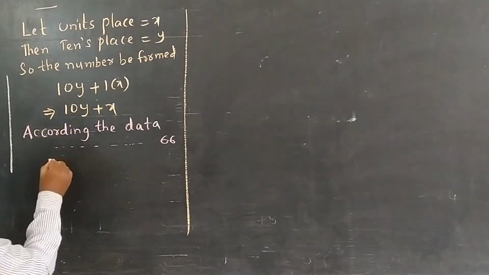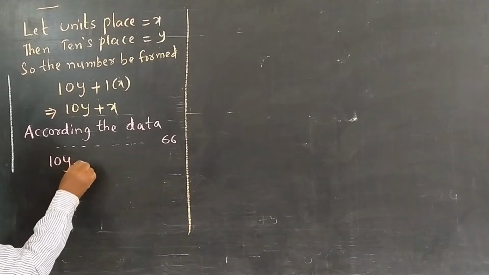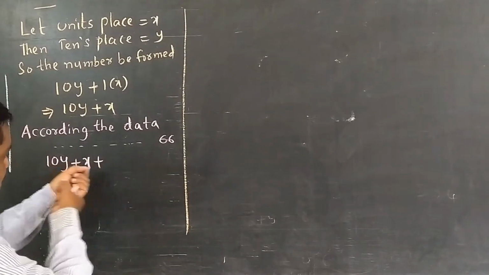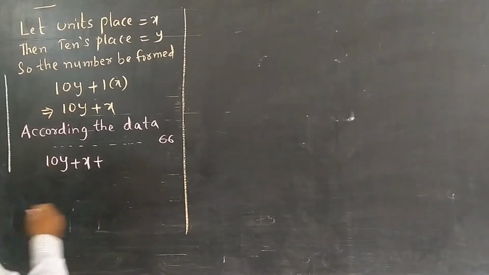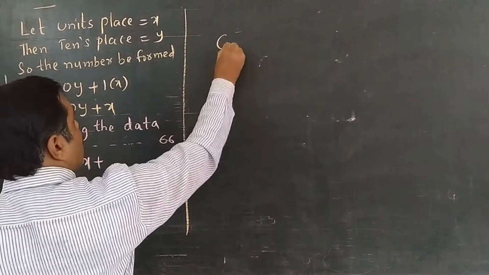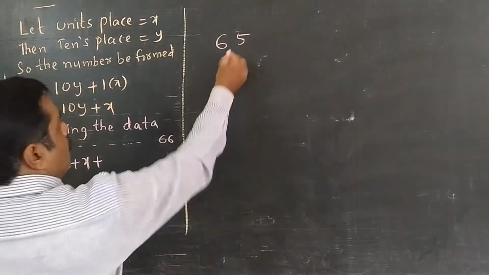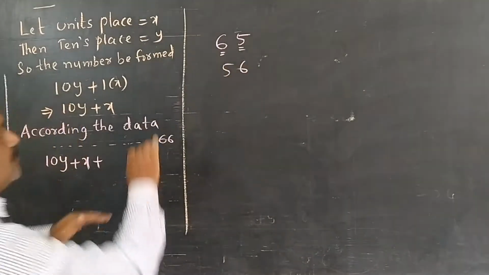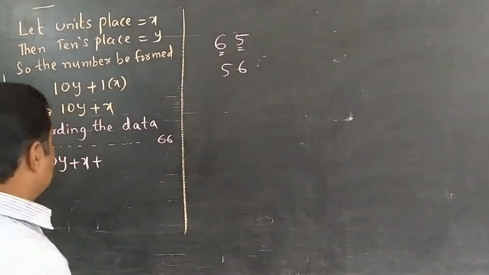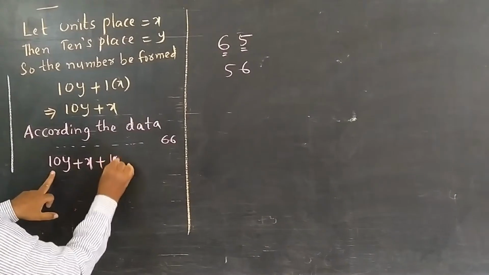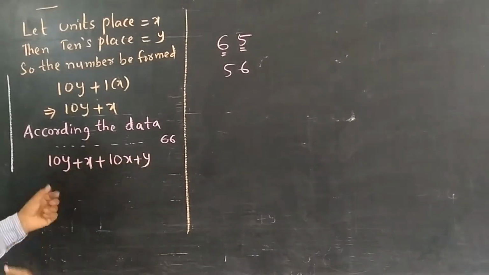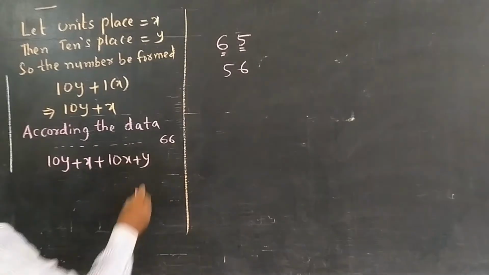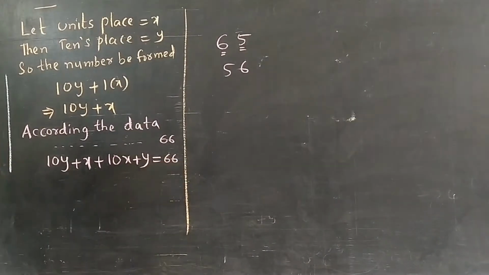So this is 10y plus x, our original number, and then interchanging. Interchanging means the units place goes to the tens place and the tens place goes to the units place. For example, 65 becomes 56 on interchanging. In the same way it is 10x plus y. This is 10y plus x, our original number, and the interchanged number is 10x plus y, and the sum is equal to 66.